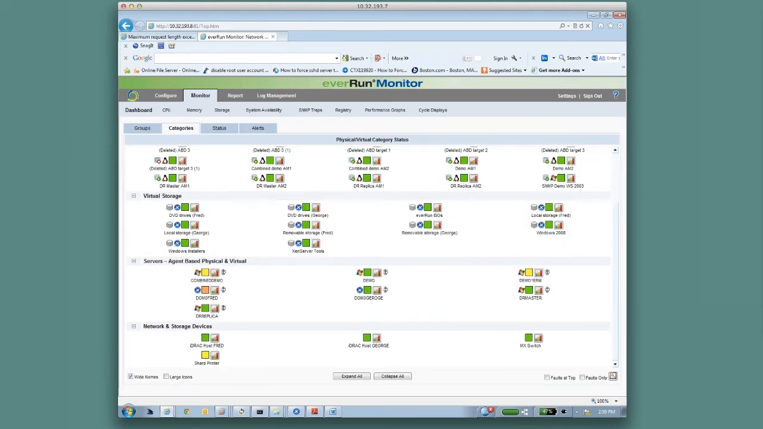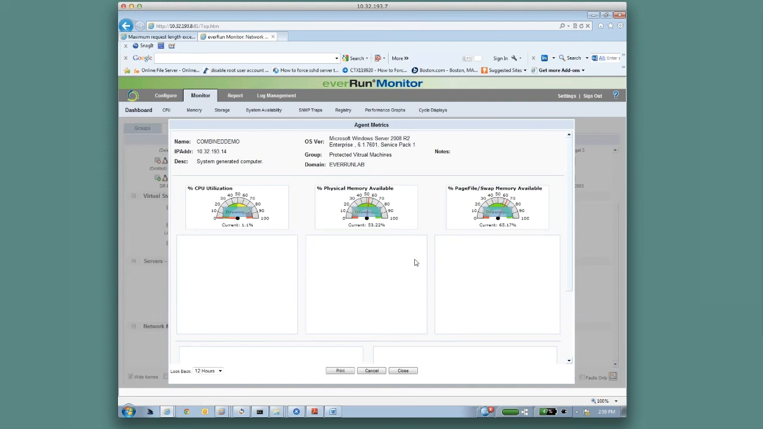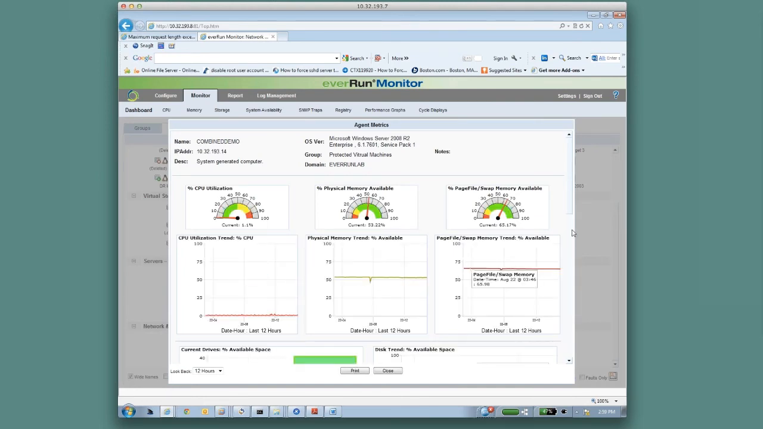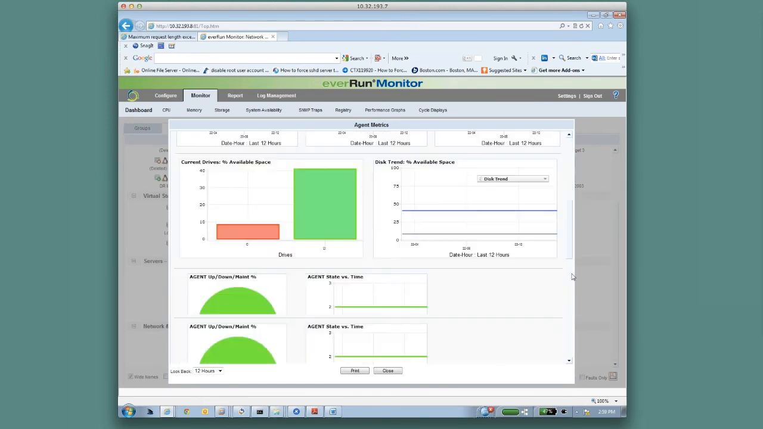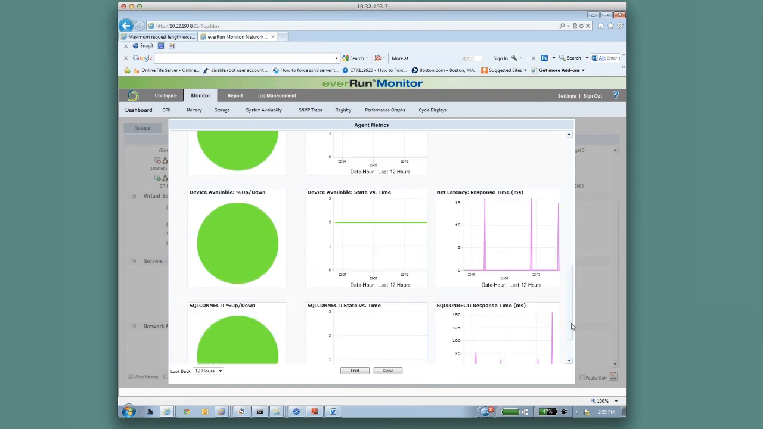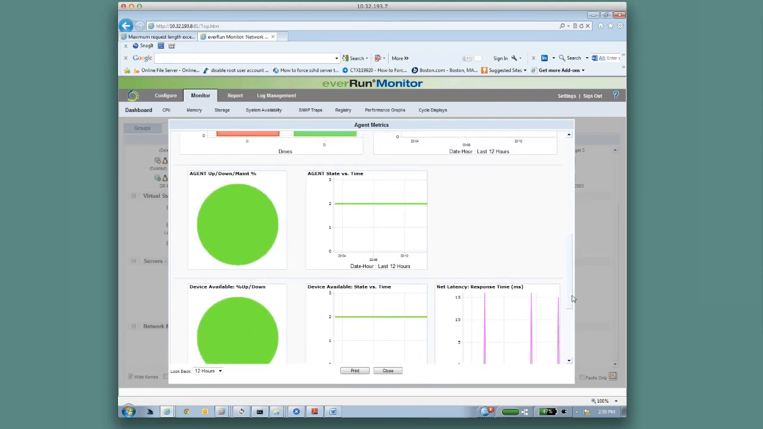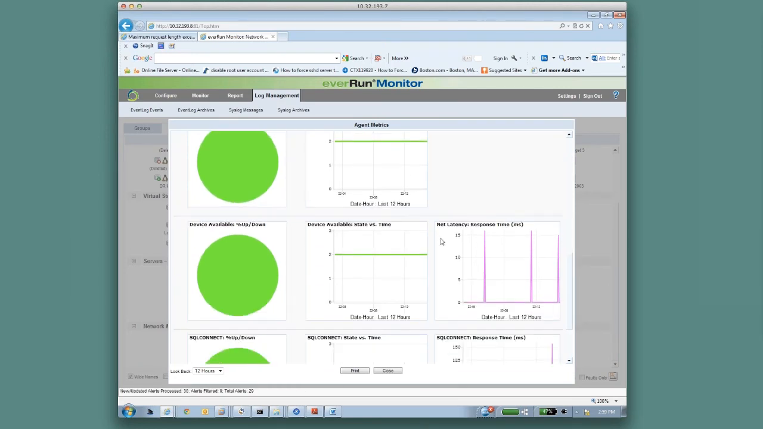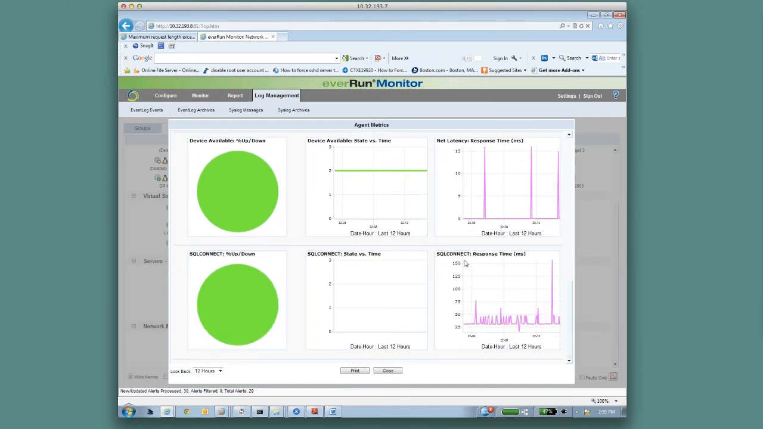And I can do this inside of each one of these virtual machines. I can come over here and look at combined demo and look at what I have assigned to it for resources and is it available. Now in combined demo, I'm looking at availability from 3 measures. I'm polling the agent to see if it's still running. I'm actually pinging the production NIC on this protected virtual machine to see if it's responding and what its latency looks like. And then I'm also doing a SQL connect.